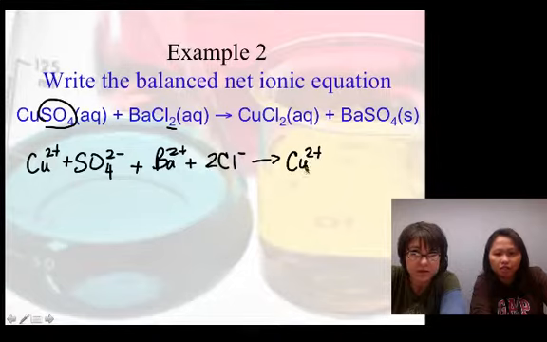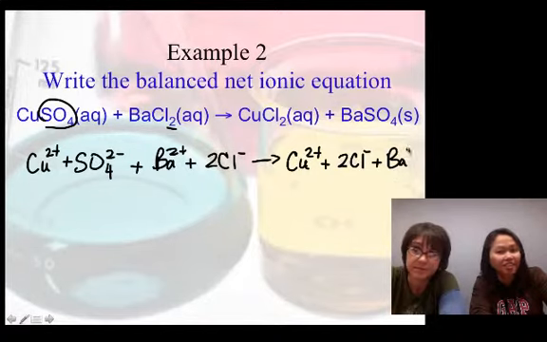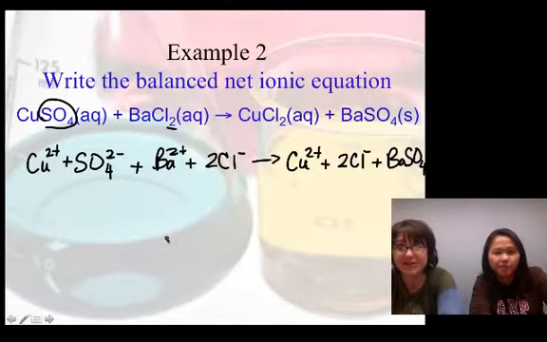Copper 2+. Silver, mercury, and lead are soluble with chloride. Copper isn't one of the 3 amigos. So that's Cu2+ and 2 Cl minus. And then barium sulfate, barium is always a... oh, look, it's a solid now. So I don't have to break that one up. Okay, so there's our complete ionic equation.